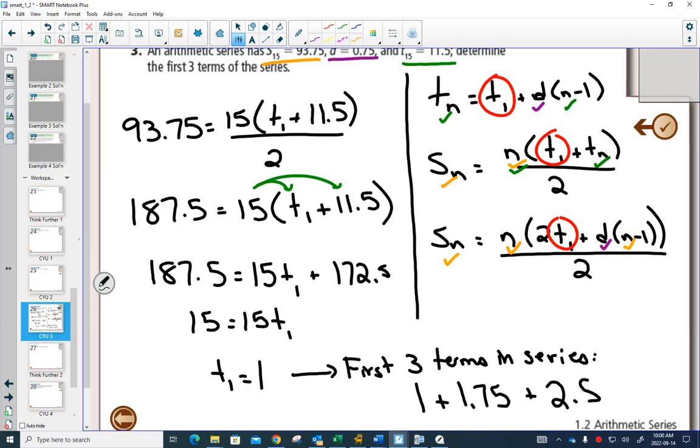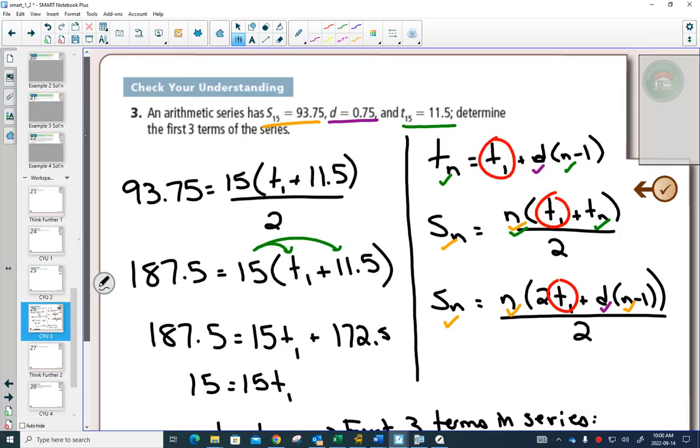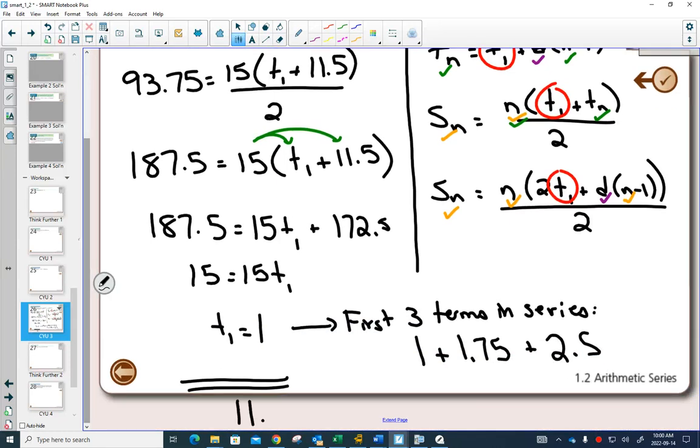Now I'm going to solve it with the first formula as well, just to see, do I get the same answer if I used a different formula? So I'll draw 2 lines here. This is just redoing the question with the first formula. So in the first formula, we're going to use T15. We know that T15 was 11.5. So 11.5 equals term 1 plus D was 0.75, 15 minus 1.